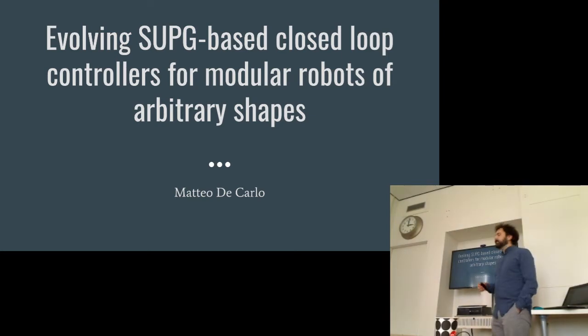The title is Evolving SUPG-based closed-loop controllers for modular robots of arbitrary shapes. Let's break it down. There's a lot of work. I'm going to start from the modular robots of arbitrary shapes, because everything is being done in a framework called the Triangle of Life framework, which involves modular robots that can evolve their shape.